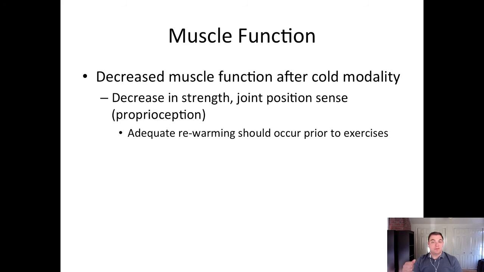Muscle function. There is decreased muscle function after a cold modality. So you have a decrease in strength and joint position sense, or proprioception. Proprioception is the body's awareness of itself in space. If my hand's here in front of my face, I know where it is because I have proprioceptors in my joints, each one of these joints. But if I put ice on here and I'm really stiff, I might not know where my finger is now.